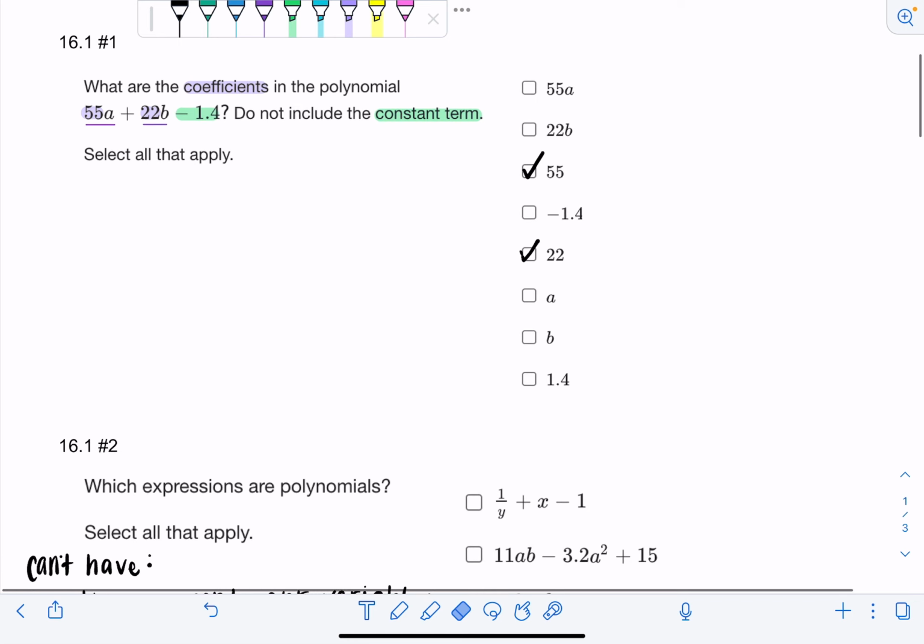I'm going to add one more thing. Keep in mind that coefficients can be negative. This one doesn't have any, but for example, if this was a minus 22b instead of a plus 22b, then the coefficient would be a negative 22, because the signs, like the minuses, always belong as negatives to the terms after them.